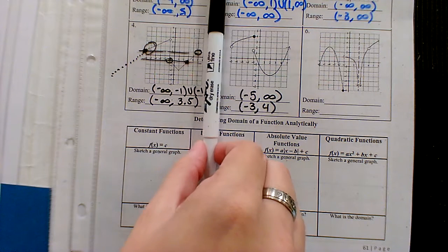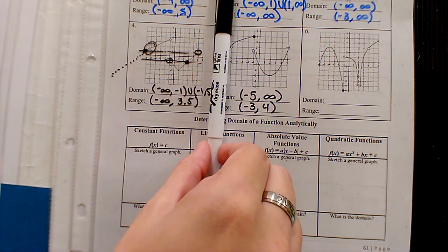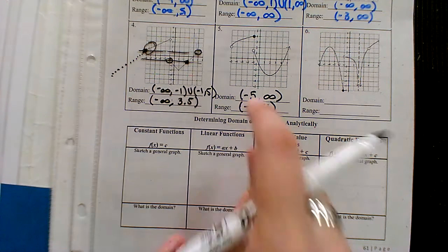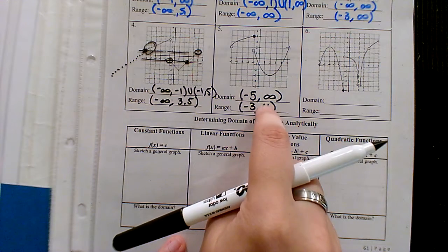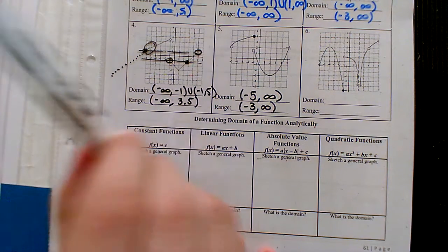So trace the graph left to right. There's no arrow on the left-hand side, so we do have some beginning point. Oh, for range, it should be positive infinity for the end one. Okay, I'll change that. All right, let's check out domain.